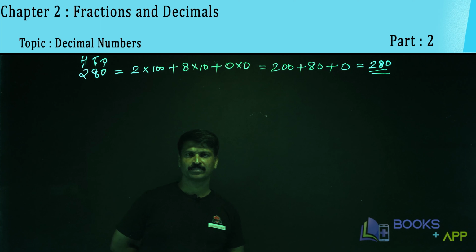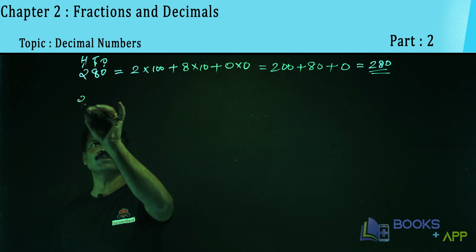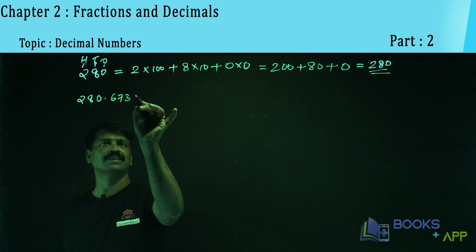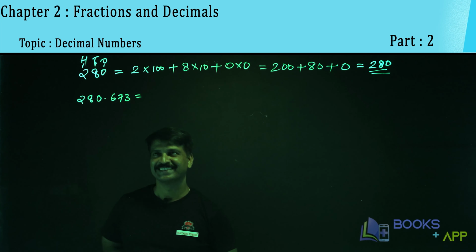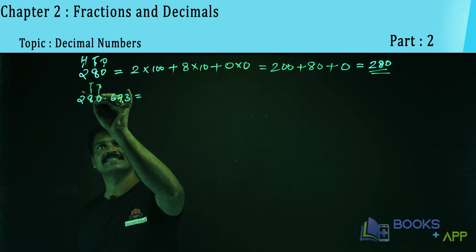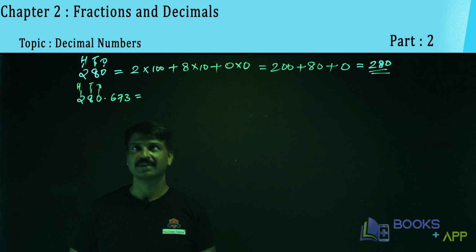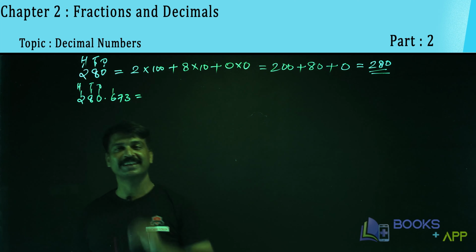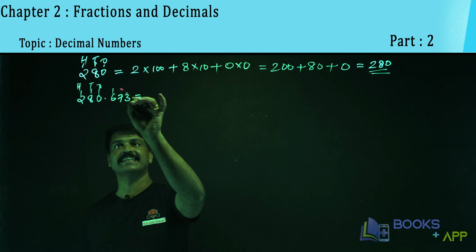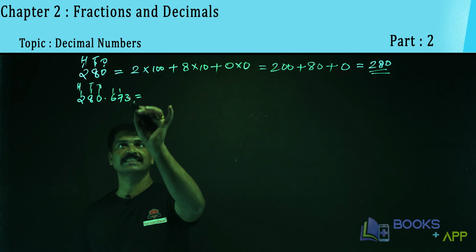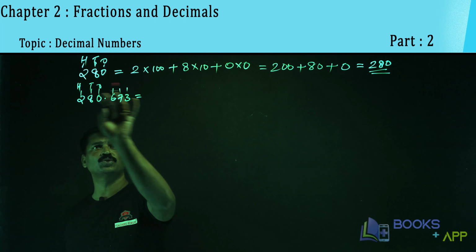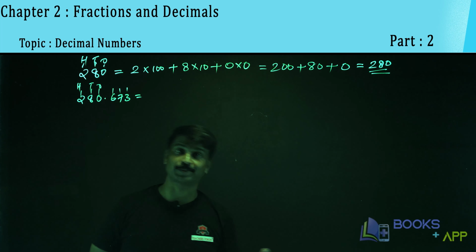You have learned that. Now another question, how can you represent 280.673 in expanded form? You see what it is? Ones place, tens place, hundredth place. Now what is 0.6? This is what? This is called tenth place, tenth, 1/10. It is hundredths, it is thousandths. You have studied that. Now how can you represent 280.673 in the expanded form?